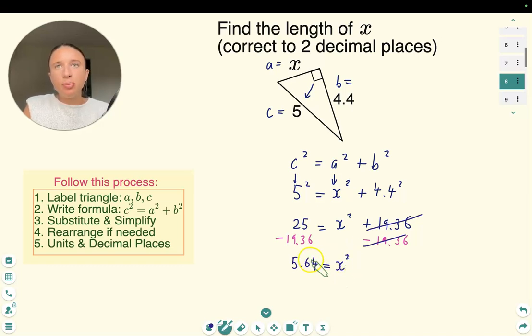X squared is 5.64. We want X. So what's the opposite of squaring? Square root. And what I do to one side, I do to the other. So that gets rid of that. I'm left with X. And it's saying correct to 2 decimal places. So root 5.64 in my calculator is 2.37.